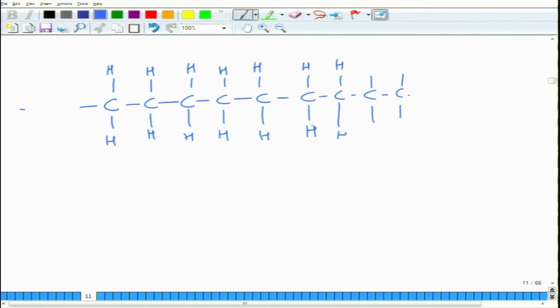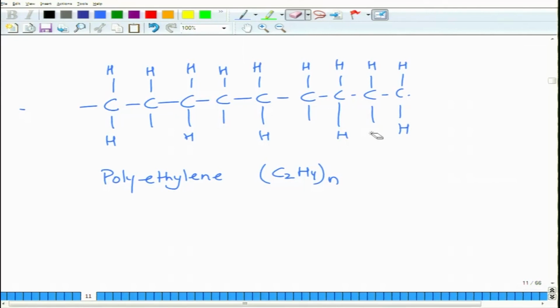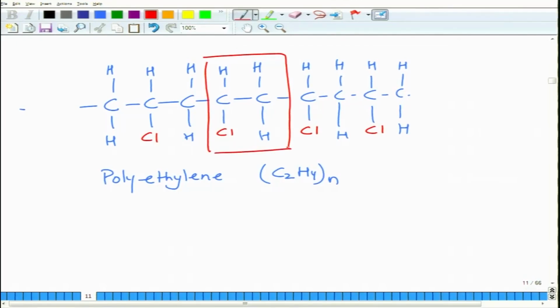So this is polyethylene, which is nothing but C2H4 n. Now, if I replace some of these hydrogens with, let us say, chlorine here, then my basic unit is this. This makes what we call polyvinyl chloride. So, basically it is C2H3Cl n.